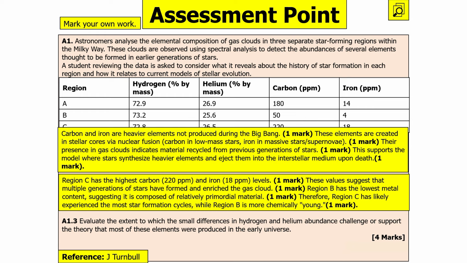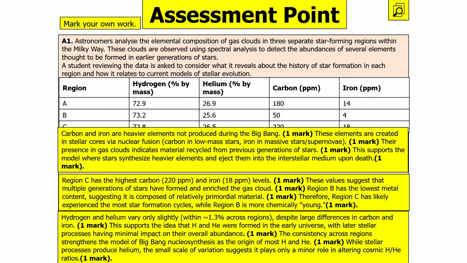Now, region C has the highest carbon and iron levels. These values suggest that multiple generations of stars have formed and enriched the gas cloud. Region B has the lowest metal content, suggesting it's composed of relatively primordial material. Therefore, region C has likely experienced the most star formation cycles, while region B is more chemically young.